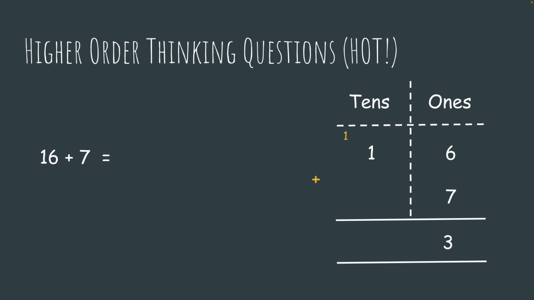Now, we focus on the tens place, and we can see that there's nothing to add from below, but we need to add back the 1 tens back. So, 1 plus 1 gives you 2. So, we derive with a final answer of 23.